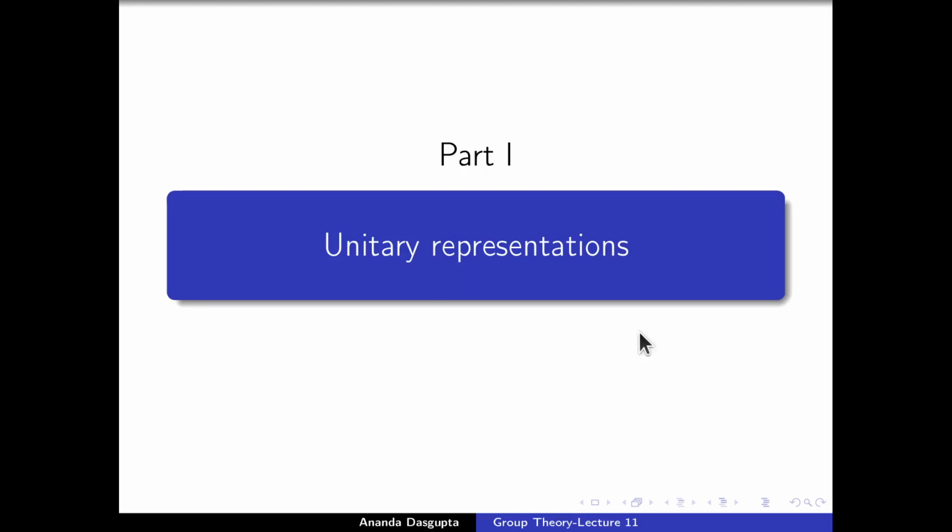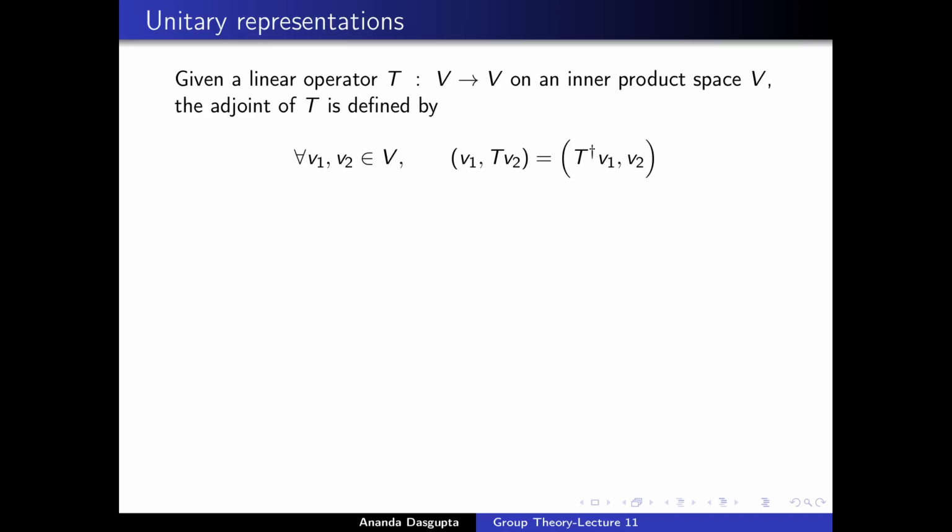So exactly what is a unitary representation? As I said, a unitary representation is one in which every operator corresponding to a group element is a unitary operator. So let us first recall what the definition of a unitary operator is. To do that, let me first define what an adjoint of an operator is meant to be on an arbitrary inner product space. So given a linear operator T, which is a map from capital V to capital V on an inner product space V, we can define the adjoint of T by the following relation.